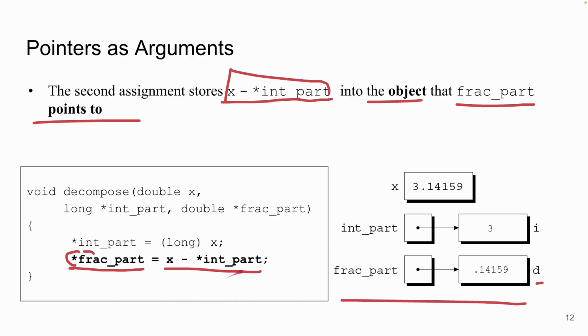The object pointed to by int part is I, and the value stored inside I is 3. So we can actually rewrite this statement like this. What happened here is that we just subtract the value stored inside I from X and store the outcome to the variable D.